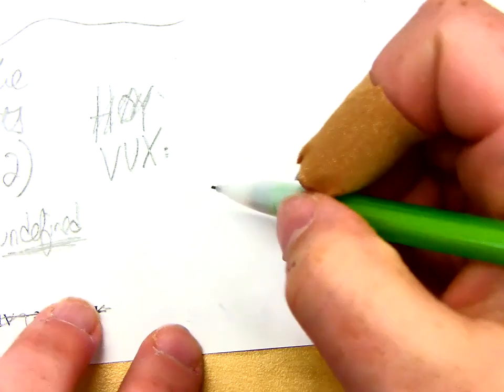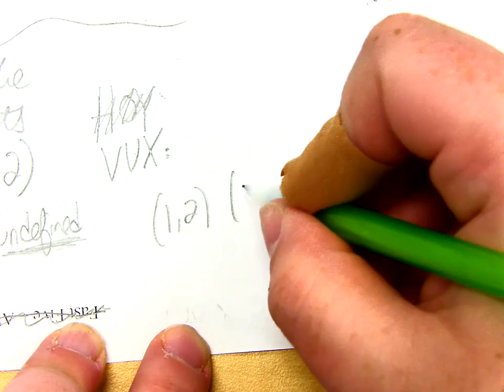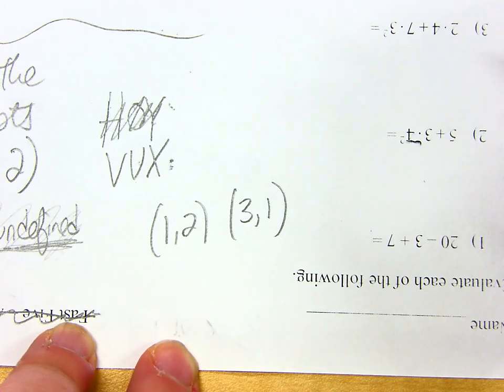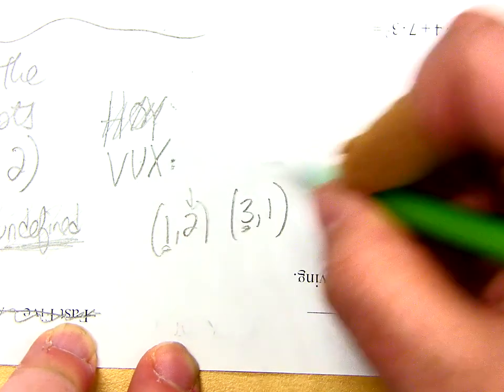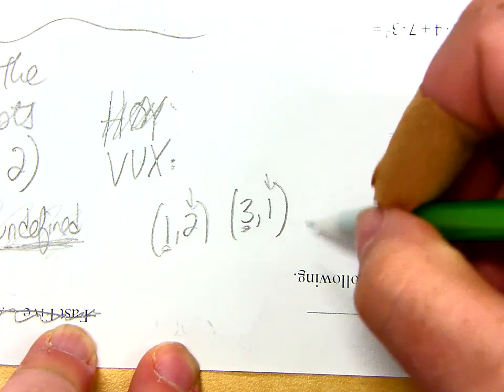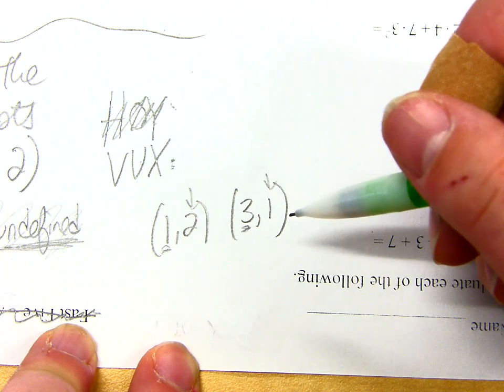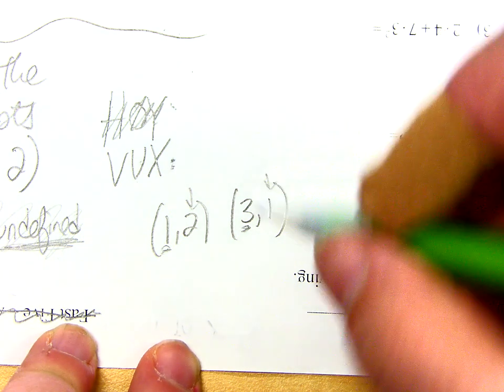Now, you're not going to get so lucky if the 2 points look something like this. Say it was like 1, 2 and 3, 1. Just because they both have a 1 doesn't mean anything. The X's aren't the same and the Y's aren't the same. So you'd have to go through, find the slope, pick a point, and then use point slope form. Just like you did on the homework 2 days ago.